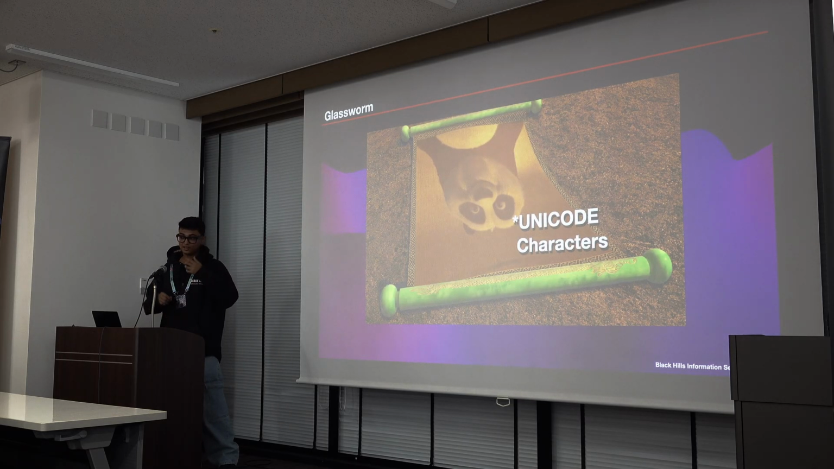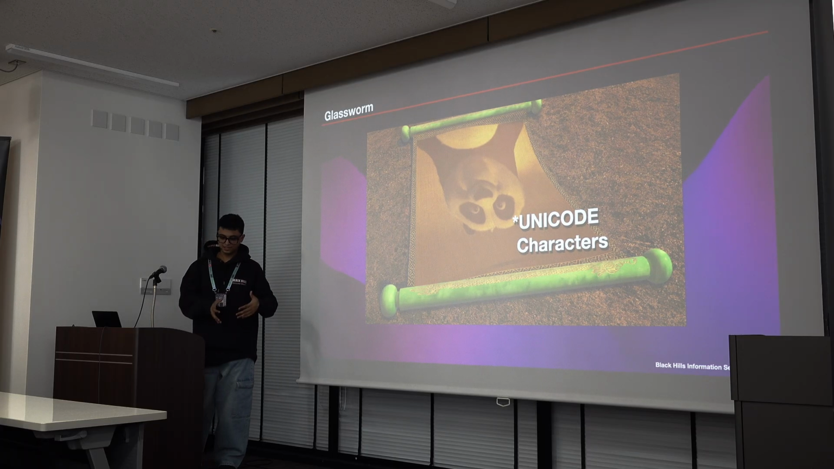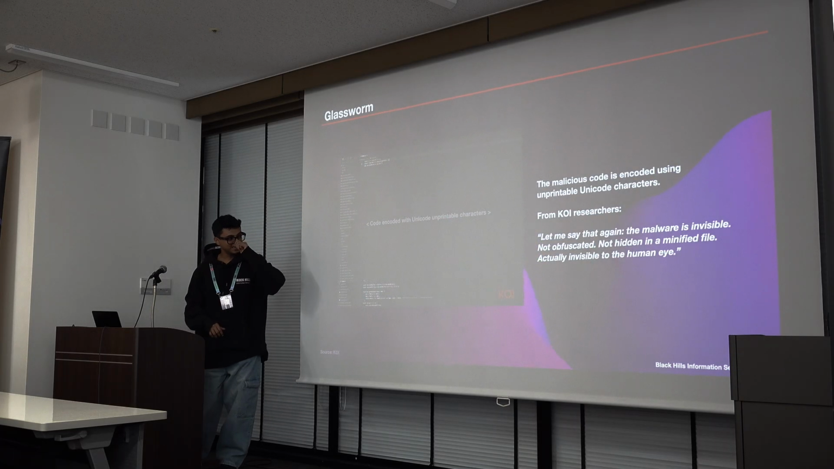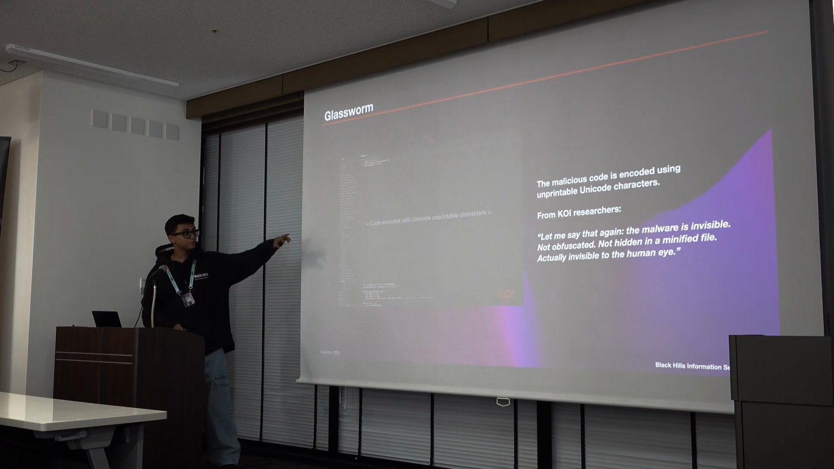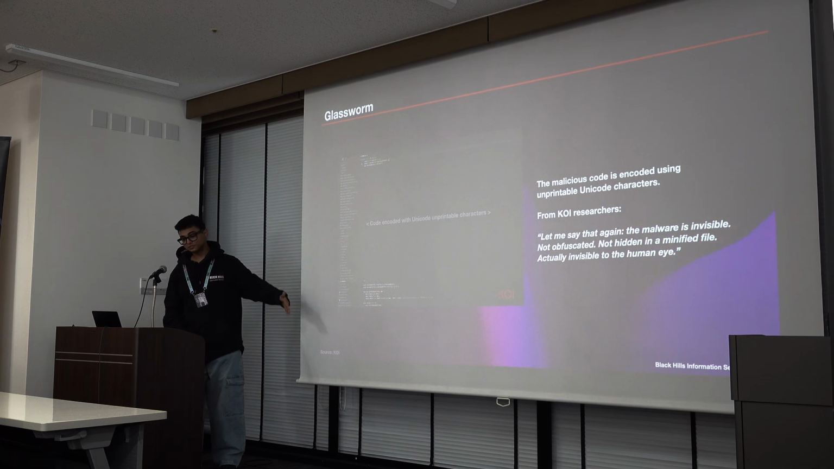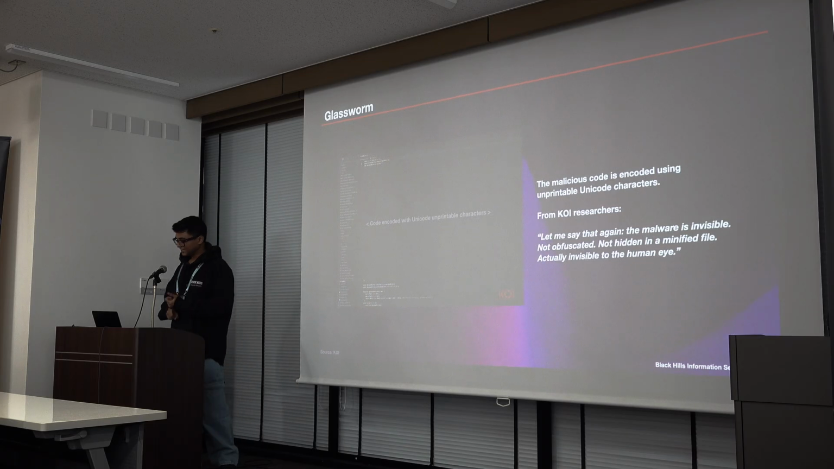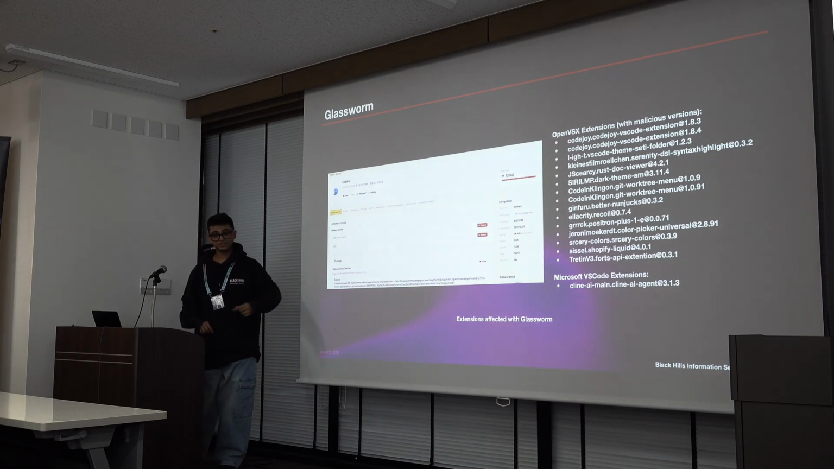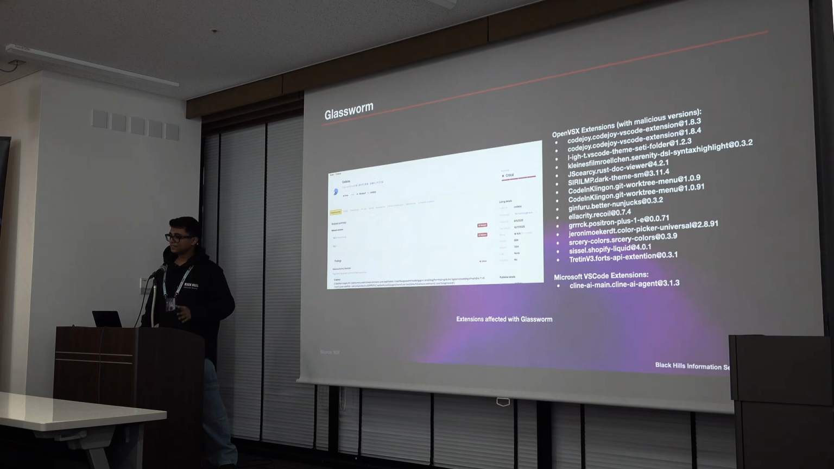The source file contained encoded data in such a way that the editors were not able to render it. Right here there is Unicode encoded data, and the researchers at Koi, who uncovered this, said that the big blank you see here is not obfuscated, it's not encrypted, it's just encoded using Unicode characters which you cannot see. And this affected a bunch of these extensions, which led to a very big malware campaign. Right? But GlassWorm wasn't done yet.